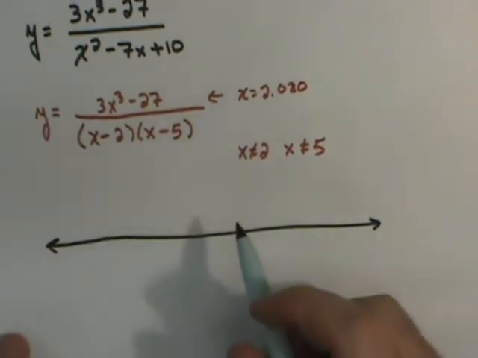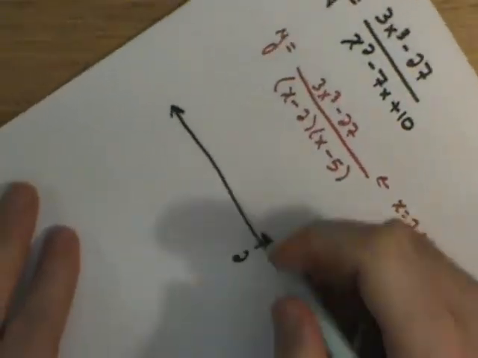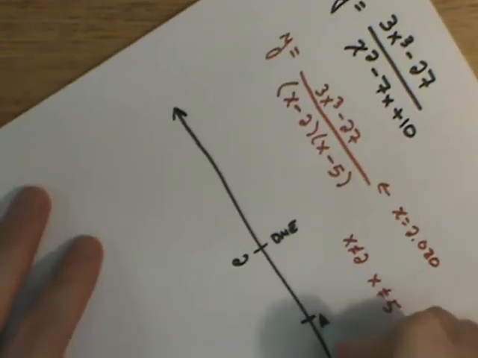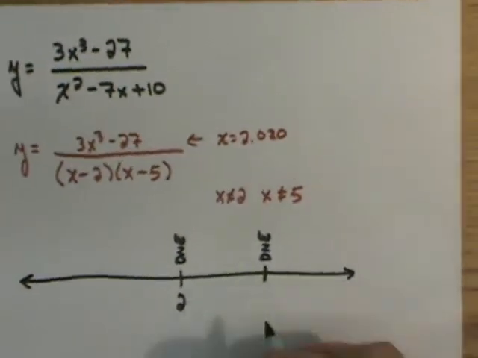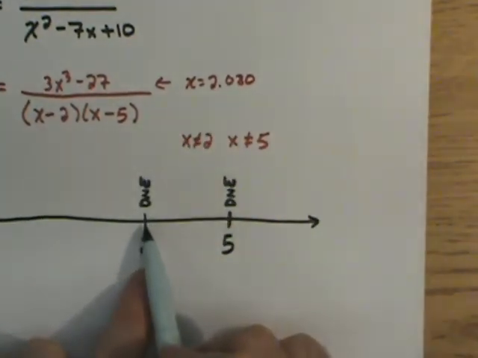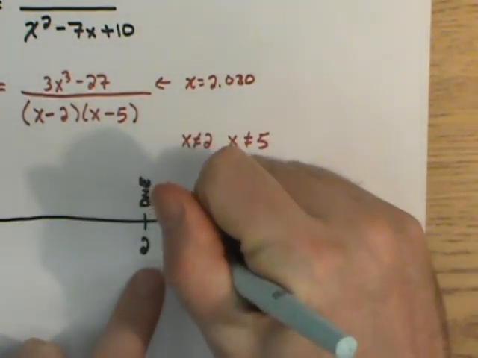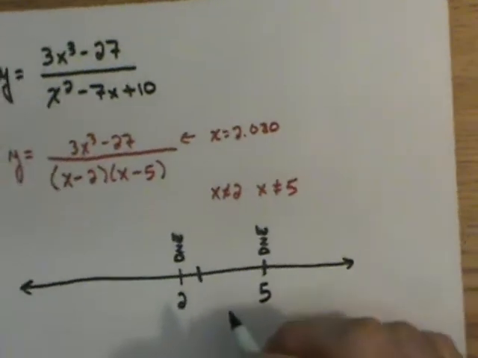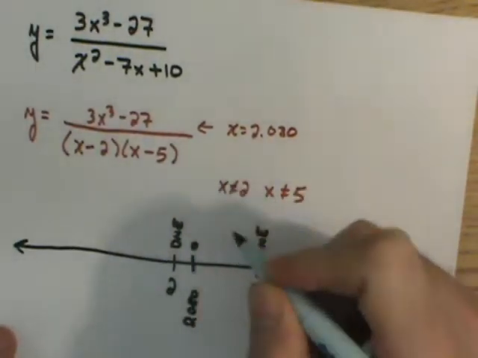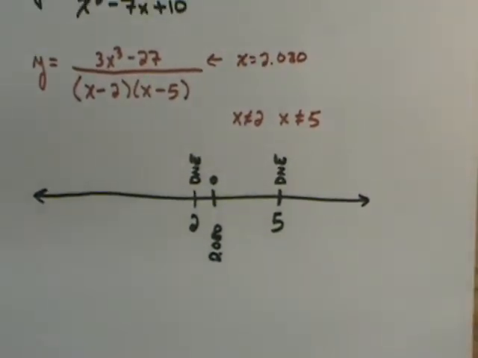Something really strange is going to happen here. As I locate my 2, right there's 2, that's a DNE, it's an asymptote, and 5 is an asymptote, so DNE. What's strange is right next to this asymptote, which is pretty close to it there, 2.080, I'm going to have a 0. So at 2.080, I get a 0. I need to check all the values in between here and see what's going to happen.